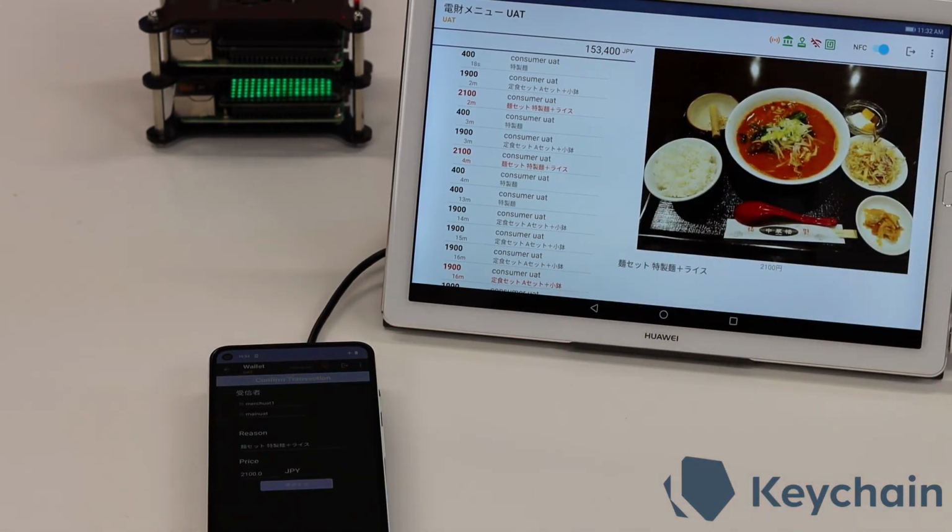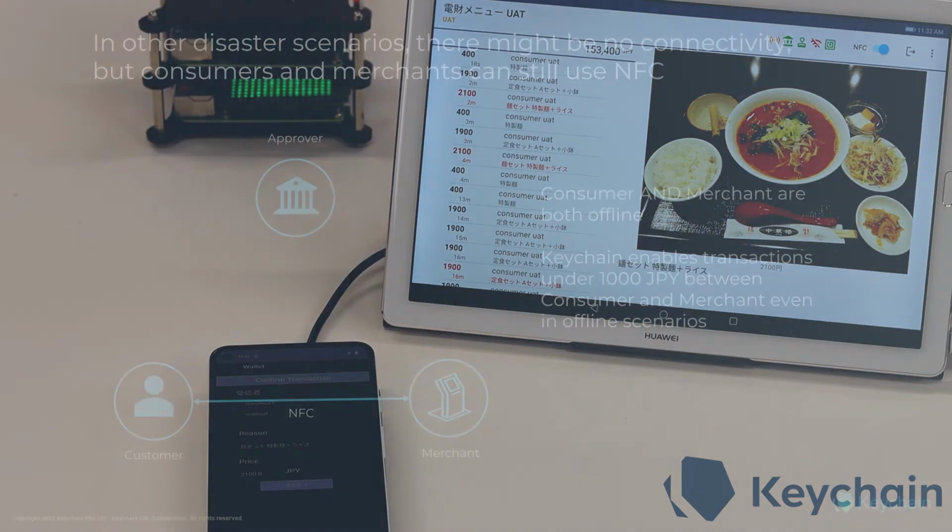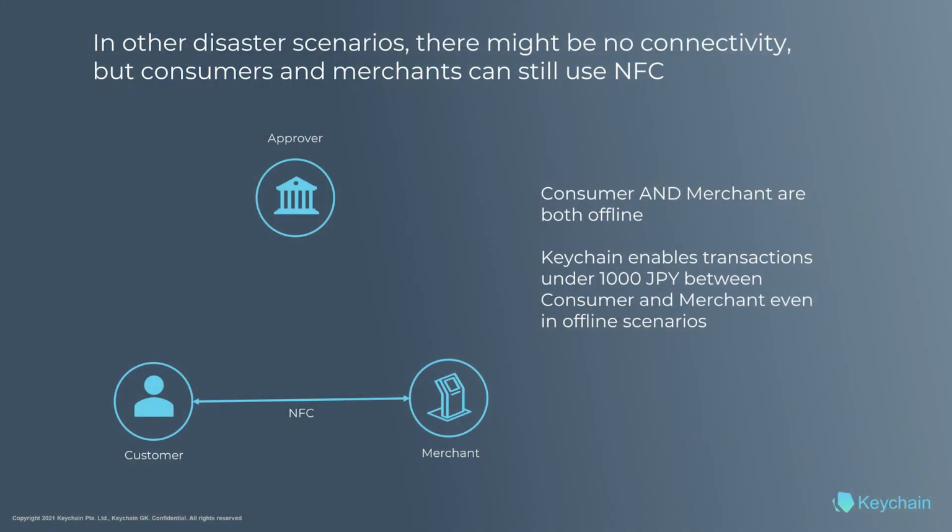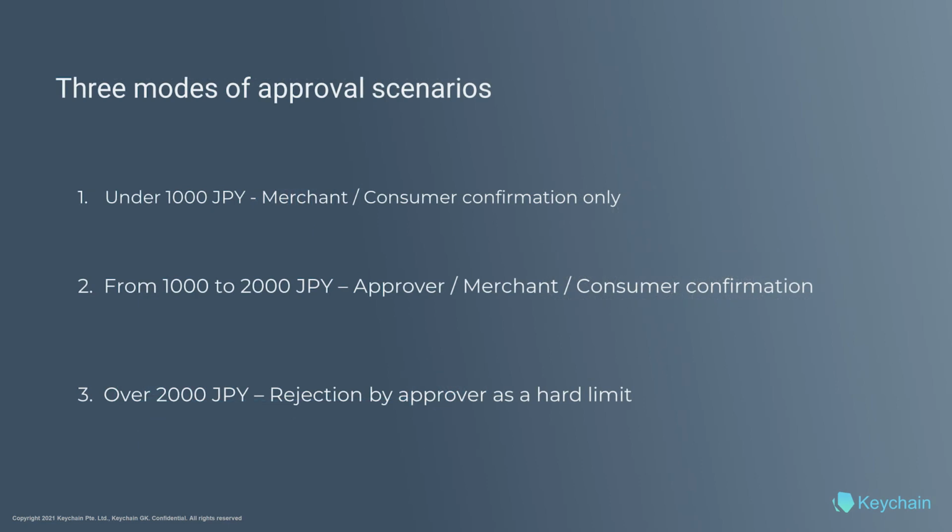Notice that in this case, there was no flickering in the background because the approver has not received information about that transaction. There's no connectivity to the approver. Also, I should mention that the two devices, consumer and merchant, could establish agreement on a 400 yen transaction because we've configured this demo to allow them to approve transactions less than 1,000 yen. Let's continue on with the 2,100 yen transaction.